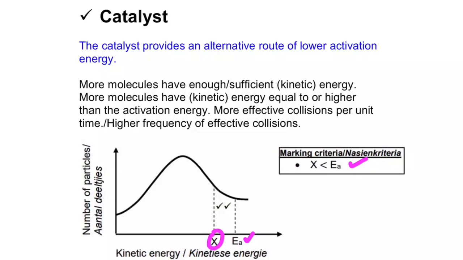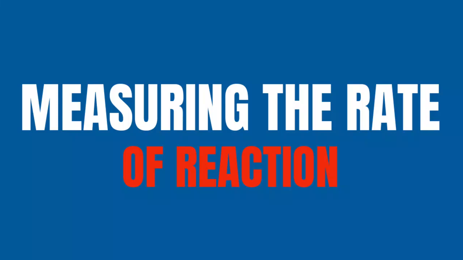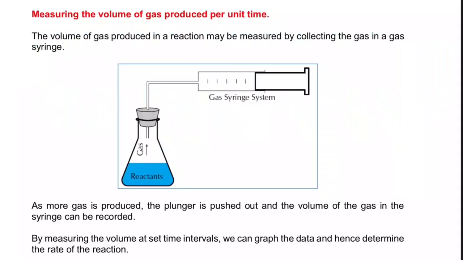So because the activation energy has been lowered, more particles will have kinetic energy that is sufficient to make a reaction, right? A fruitful chemical reaction, an effective collision, and hence the rate of reaction increases. We have just talked about the factors that affect the rate of a reaction. Now let's talk about different ways in which the rate of reaction can be measured.